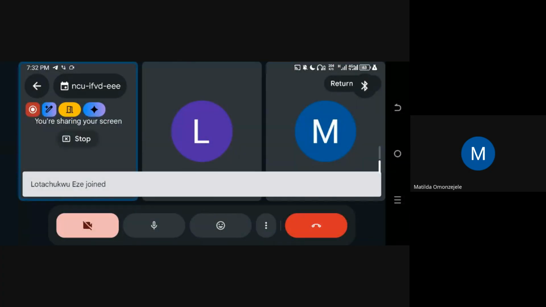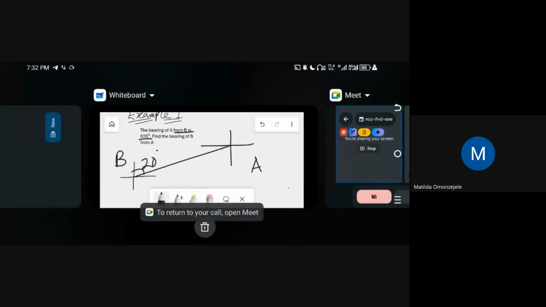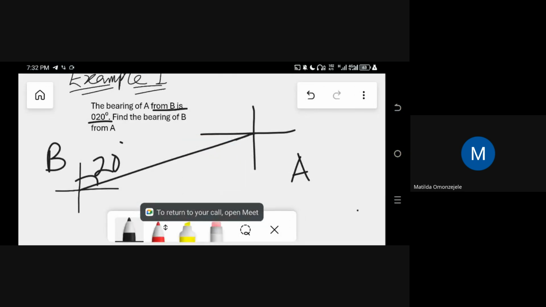Do you understand what I just said? How to identify where to put which is the point A and which is the point B. All right, good. Very good. Okay, so back to this.